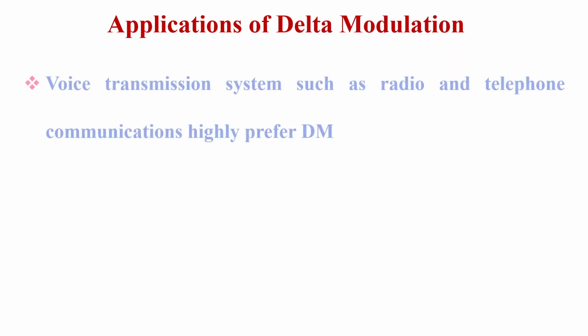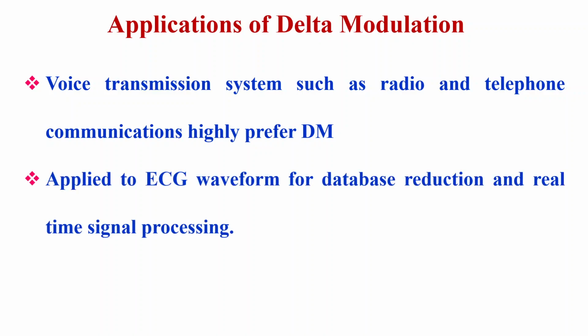Applications of delta modulation: for sending voice signals through radio or telephone communications, we prefer delta modulation. To store a database of ECG waveforms, we use delta modulation, and for real-time signal processing also, delta modulation is most suitable.